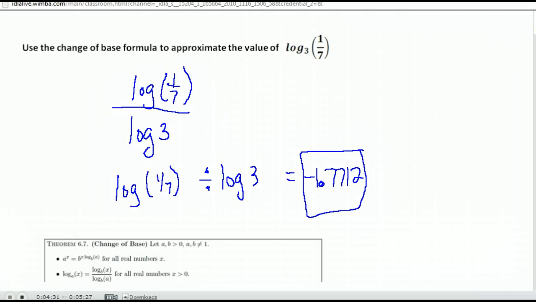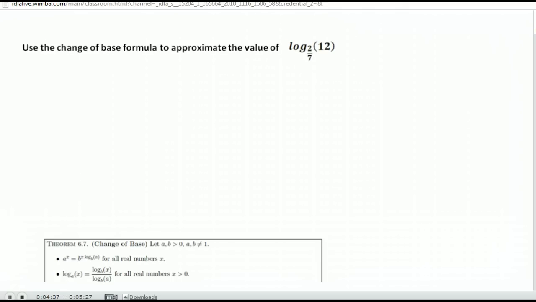We have one more example, and then we're out of here. All right, here's one more. Let's use the change of base formula to find log base 2/7 of 12. So again, we're going to do log of 12 over the log of our base, our original base, 2/7.